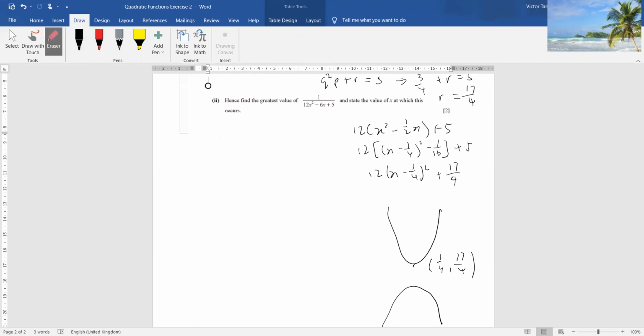The question just asked about the greatest value. So the greatest value is when the denominator is smallest. So the greatest value is when x is smallest, 17 over 4 is the smallest.